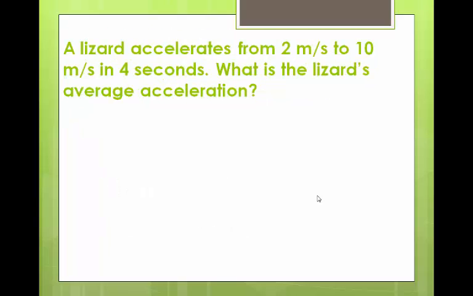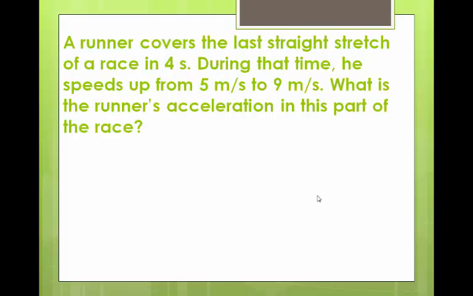A lizard accelerates from 2 meters per second to 10 meters per second in 4 seconds. What's the lizard's average acceleration? Let me use your equation here. 10 is its final speed. Subtract 2 as the initial speed and divide by 4, which gives you 8 divided by 4, which equals 2 meters per second squared. A runner covers the last stretch of a race in 4 seconds. During that time, he speeds up from 5 to 9 meters per second. What's the runner's acceleration? So again, we'll start with the equation. Substitute 9 minus 5 divided by 4, which equals 1 meter per second squared.